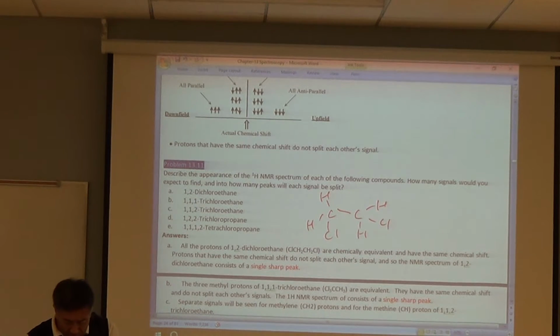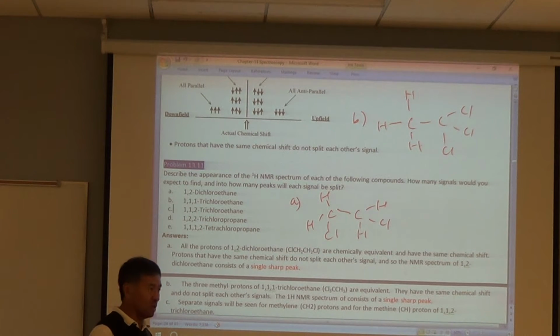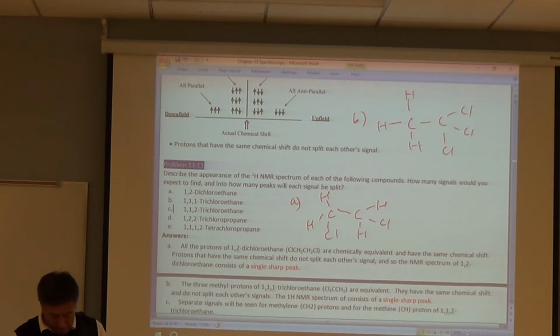Now the 1,1,1-trichloroethane will be similar. So this is A. Now for B, on one carbon you will have 3 Cl. So here you have 3 Cl, and here you have H, and H like that. And this is probably even more clear why there is only one signal, one signal, a single line. All the 3 H are on the same carbon.